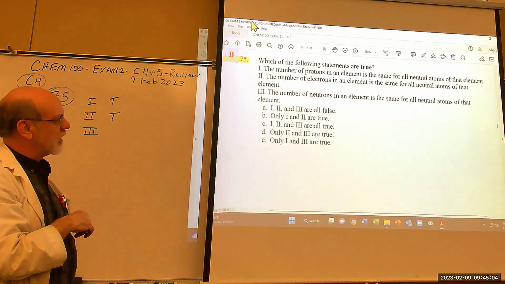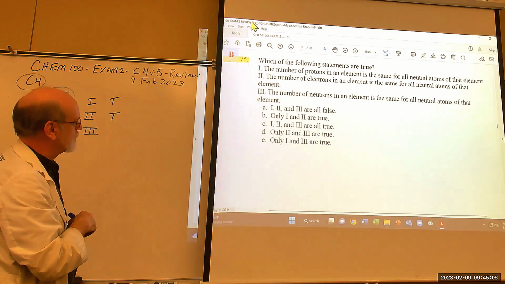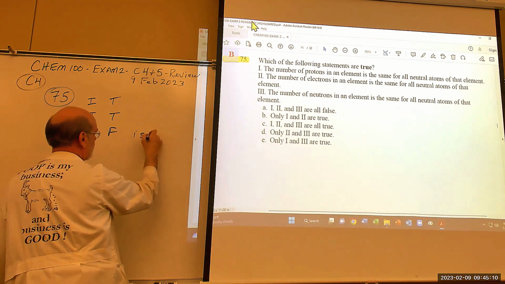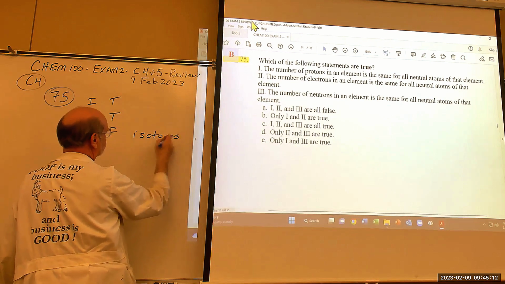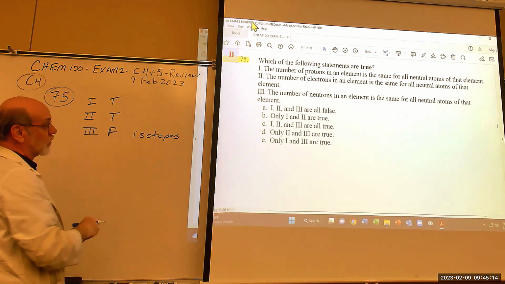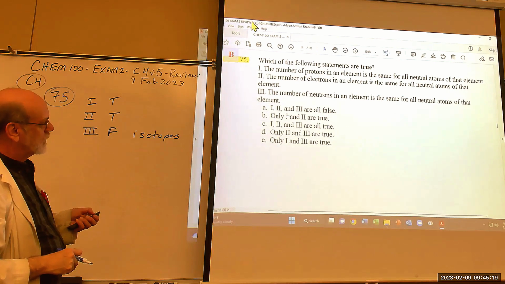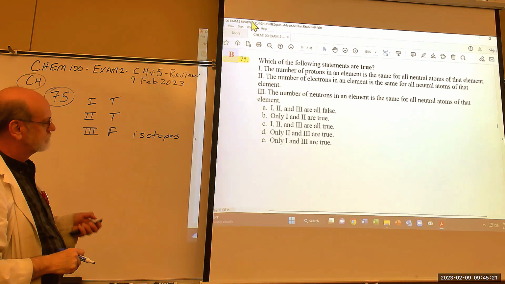The number of neutrons in an element is the same for all neutral atoms of that element. That is false. Why? Isotopes. So 1 and 2 are true. Only 1 and 2 are true.